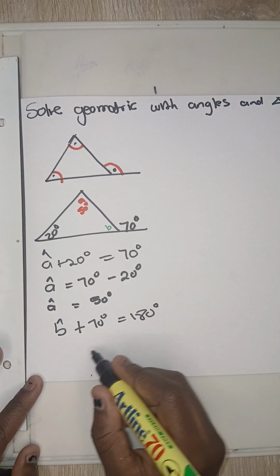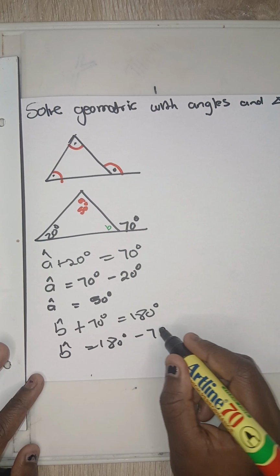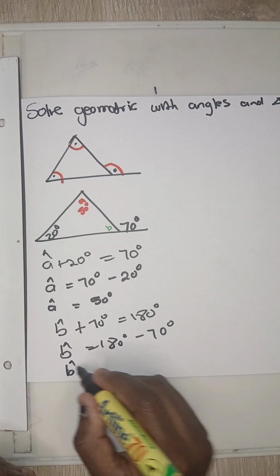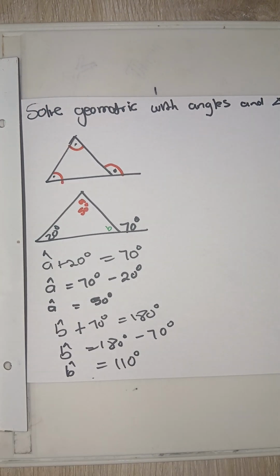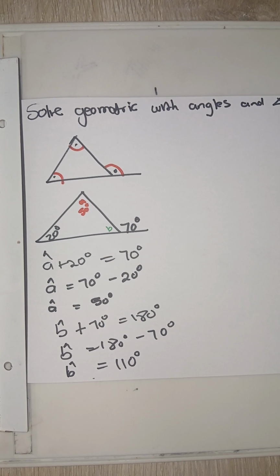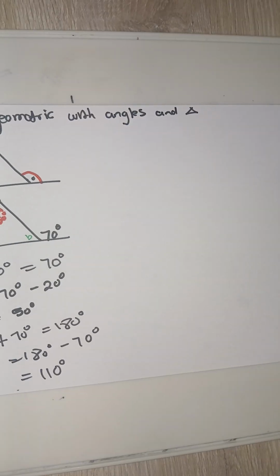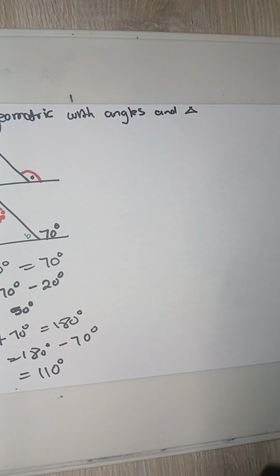1/8, not 8. B equals 180 minus 70 degrees, which means B is equal to what? 110. B is equal to 110. Then we can even use the other rule. We can use the exterior angles of a triangle.